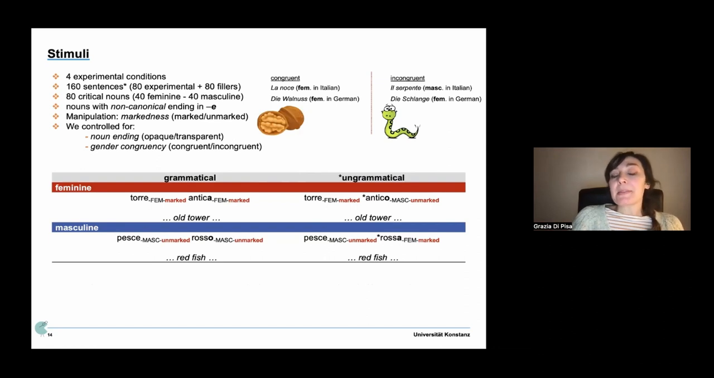We also controlled for gender congruency. By that, I mean that half of my nouns had the same gender in both Italian and German. For example, the walnut, la noce, which is feminine in both Italian and German. And then the other half was incongruent, meaning that in Italian they have a gender, and in German they had the opposite gender. We did not choose nouns that were neuter in German. For example, serpente is masculine in Italian, but in German it is feminine, die Schlange.